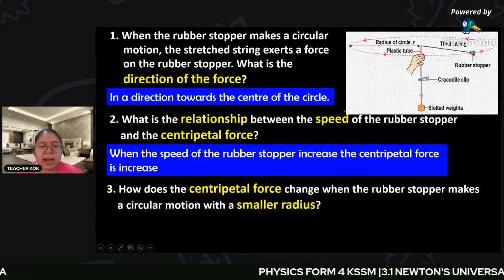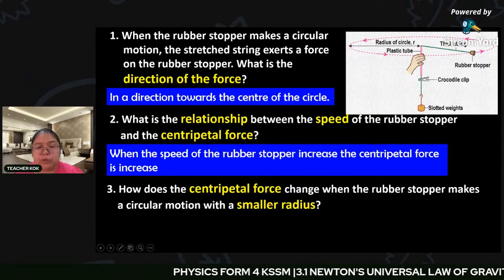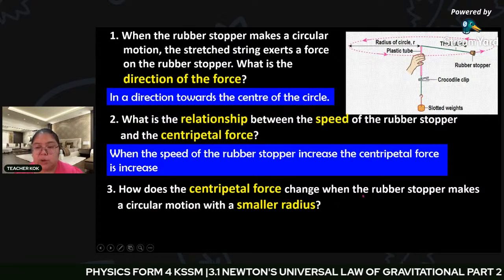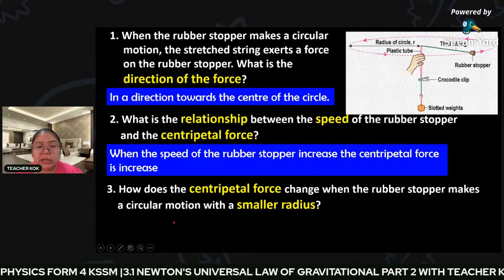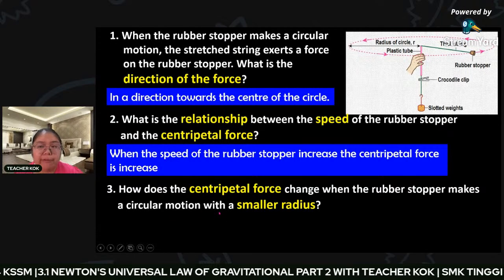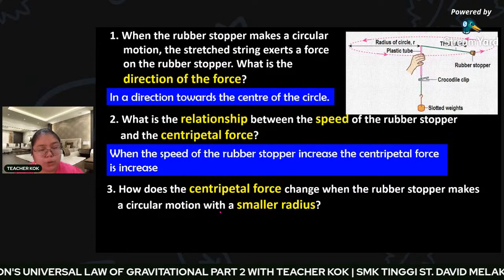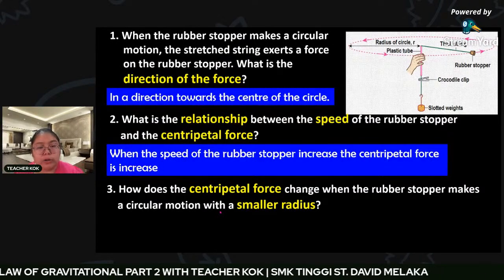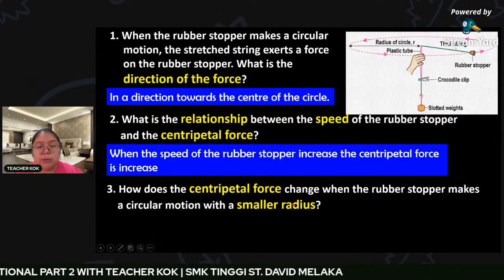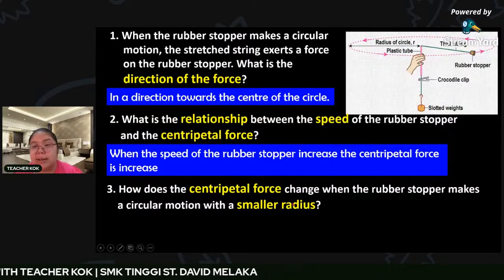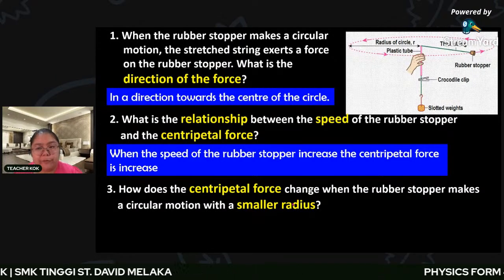And the last one is, how does the centripetal force change when the rubber stopper makes a circular motion with a smaller radius? Just now the last one, like you were asked to pull the crocodile clip downward, right? That means you make the radius become smaller. Then they ask you about how the force changes.